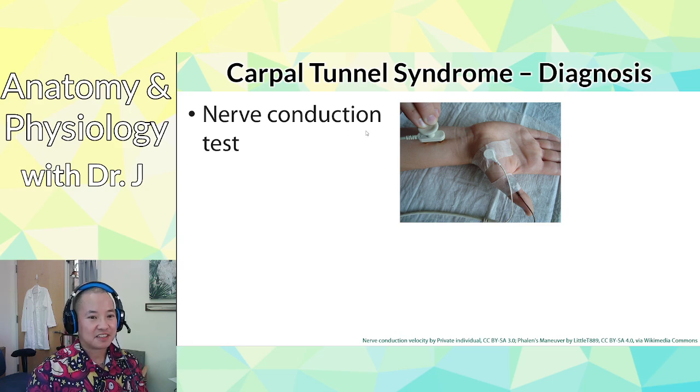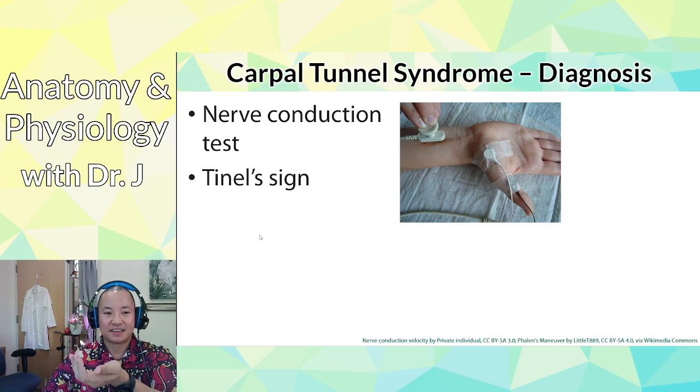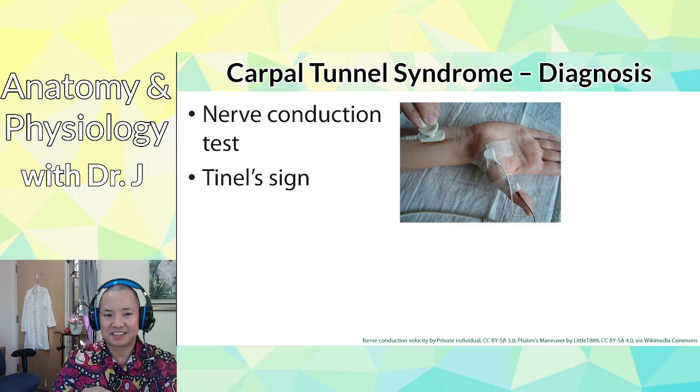So how do they diagnose it? They could do a nerve conduction test to see if there's any change. They measure the electrical activity, apply a current, and see how your nerve conducts that electricity. And there's Tinel sign. Tinel sign is a somewhat moderate way of detecting carpal tunnel syndrome, in terms of something called sensitivity. But we won't get into that statistics.